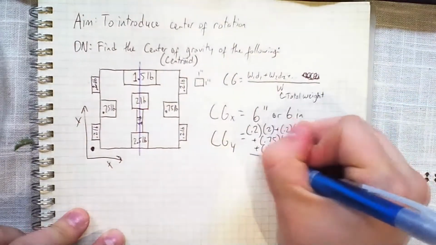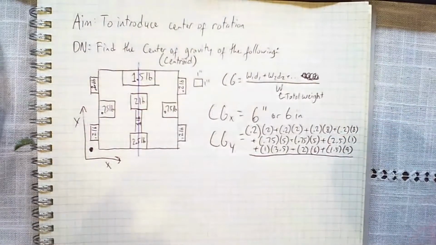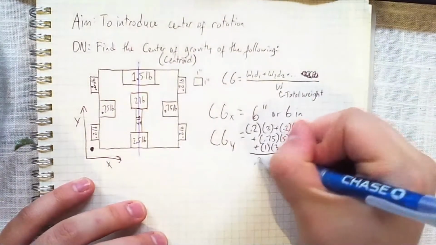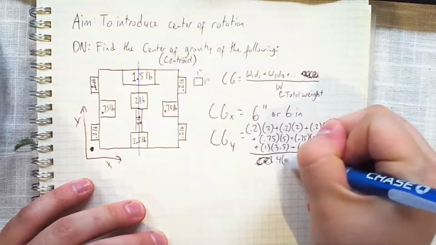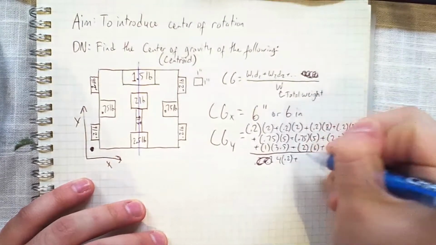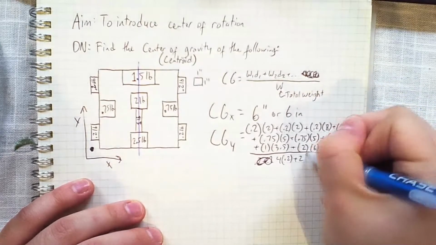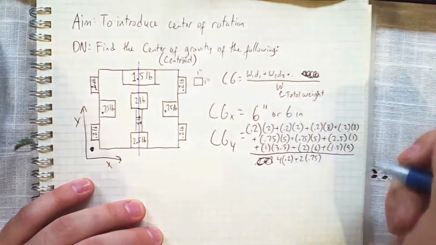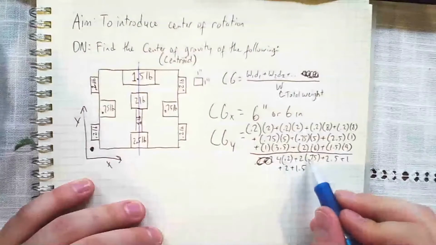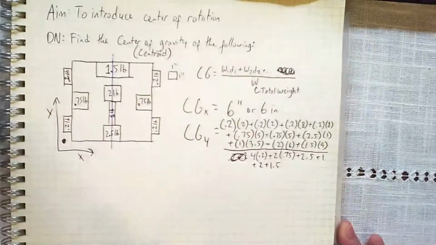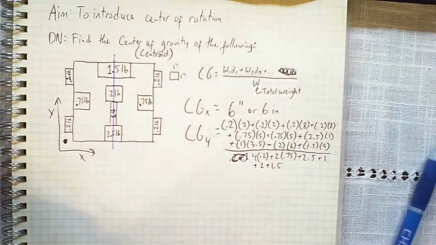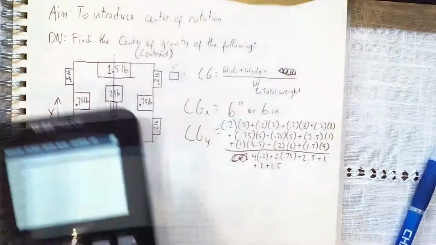Okay, great. And that's going to be divided by the entire weight. So that's 4 times 0.2 plus 2 times 0.75, and so on, 10 weights. Perfect. So I'm just going to take my calculator and plug this all in.